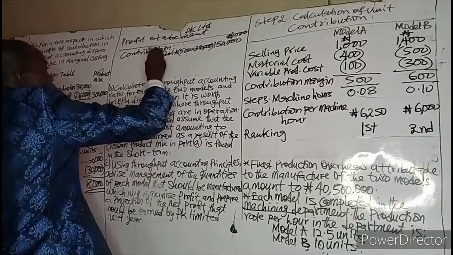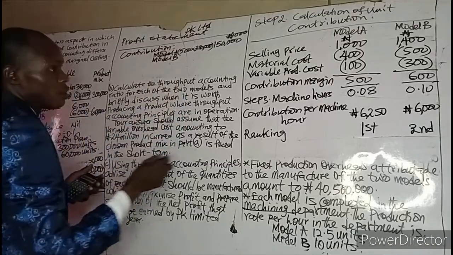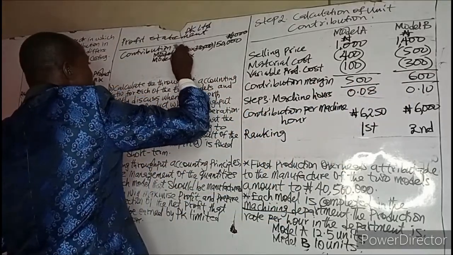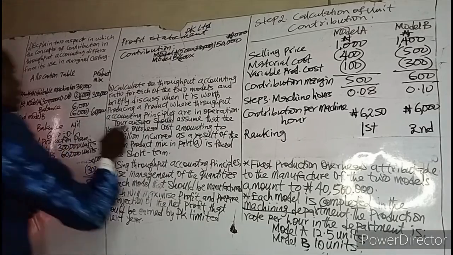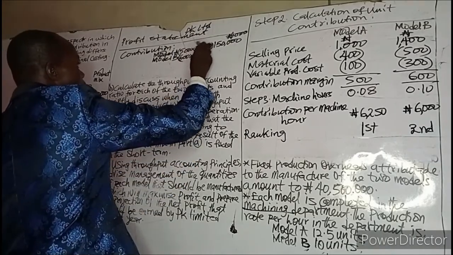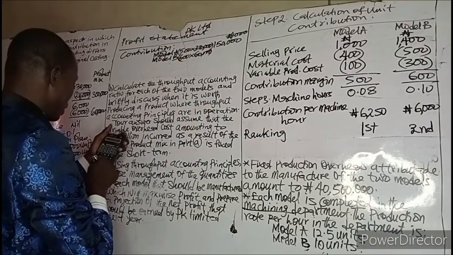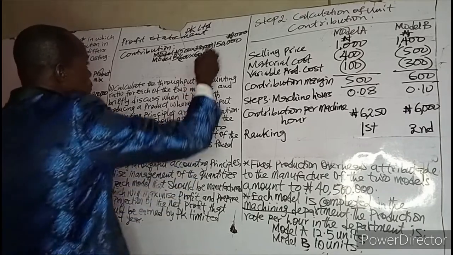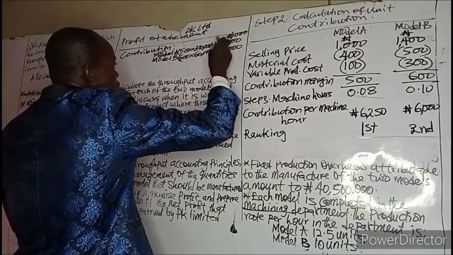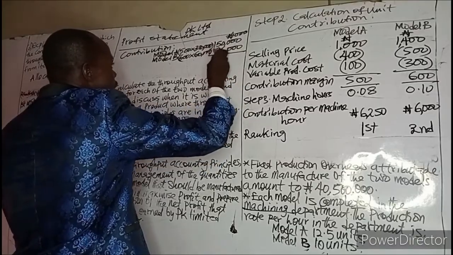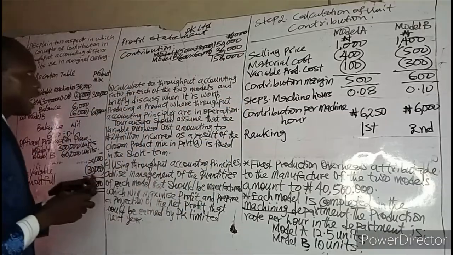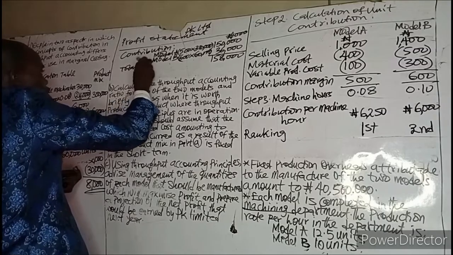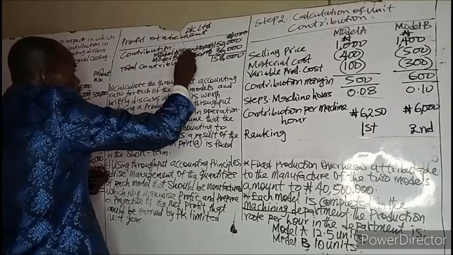Then we have model B. We have 600 times the number of units, which is 60,000. 600 times 60,000 gives us 36 million. So when you sum it up, we have 186 million. That is the total contribution from the two models.